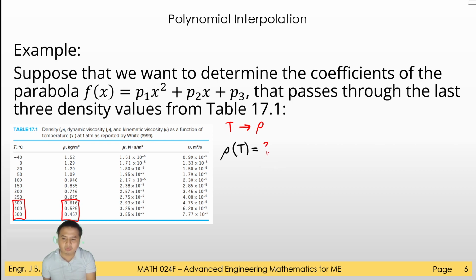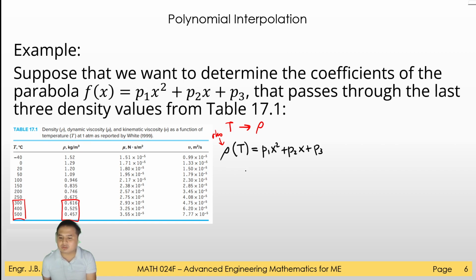some function, which is actually defined. That is this quadratic expression. We have p1 x squared plus p2 x plus p3. So what is this, guys? This is actually not p, but this is called rho, the Greek letter rho. It usually represents the density.